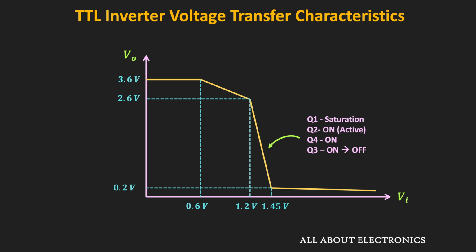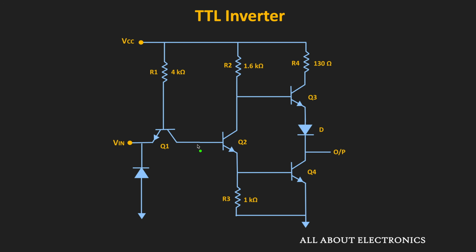So now, during this region of operation, with a further little increase in the input voltage, the voltage at the base of the Q2 will increase, and due to that, the emitter current of the Q2 will further increase. And since part of the emitter current is directly going into the base of the Q4, first this Q4 will go into the saturation. And as it goes into the saturation, the output voltage will further reduce and it will be close to 0.2 volt.